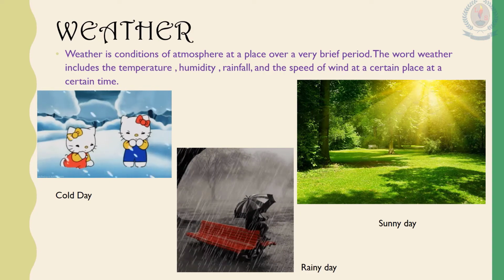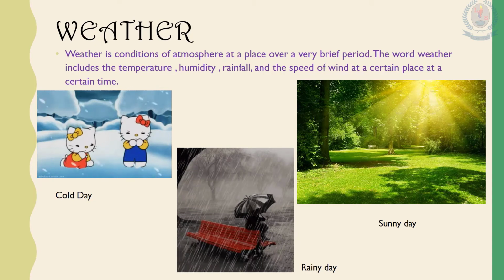The first picture is a cold day. The second picture is a rainy day. Third picture is a sunny day. The weather may change every day. It can even change from morning to afternoon to evening also. We may also have the same weather for several days.